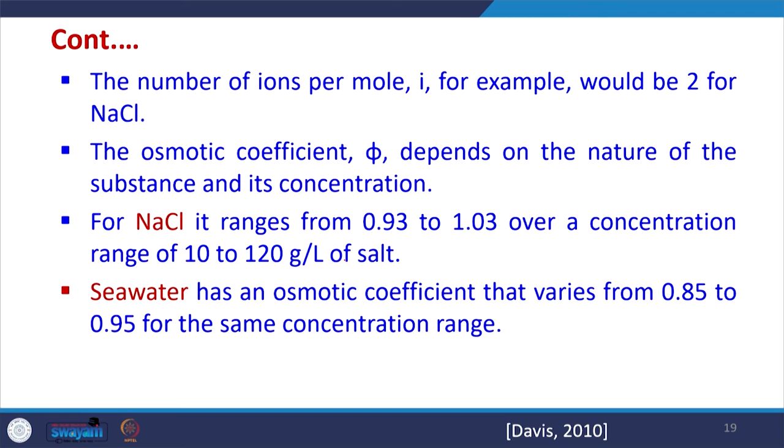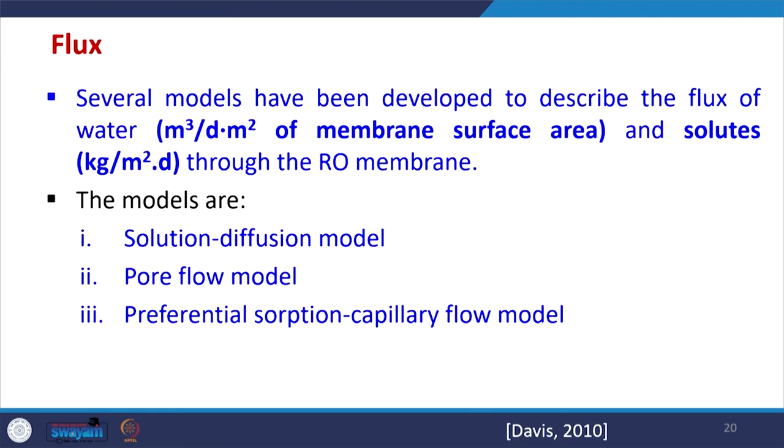Now, the osmotic coefficient psi depends upon the nature of the substance and its concentration. For NaCl, it ranges from 0.93 to 1.03 over a concentration range of 10 to 120 gram per liter of salt. Seawater has an osmotic coefficient that varies from 0.85 to 0.95 for different concentration ranges. Now, going further, we will try to understand the flux.